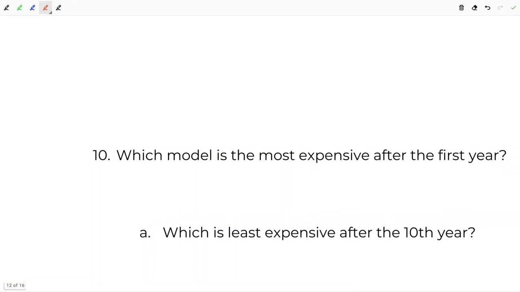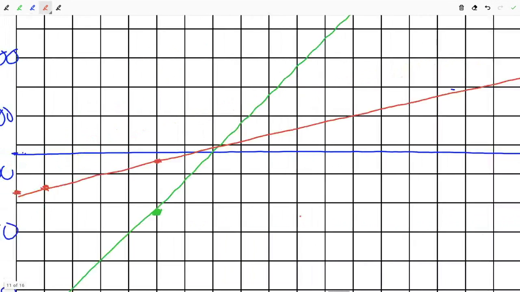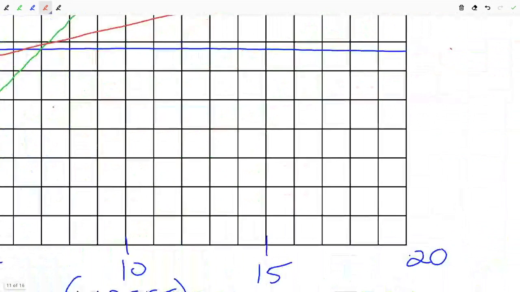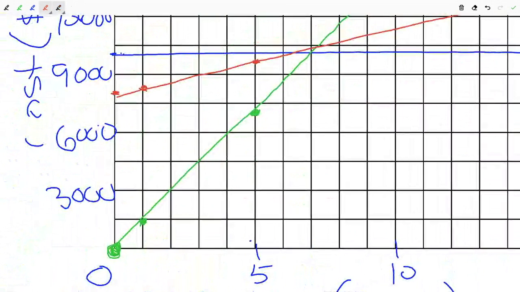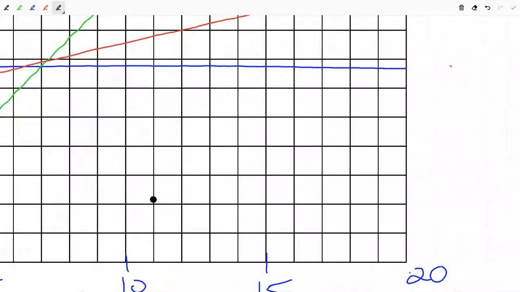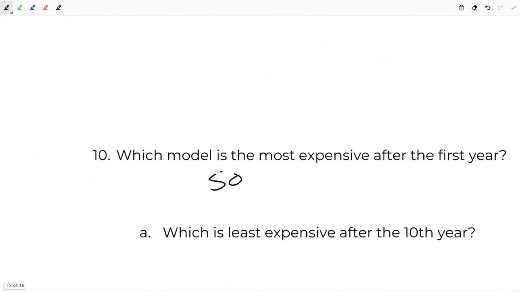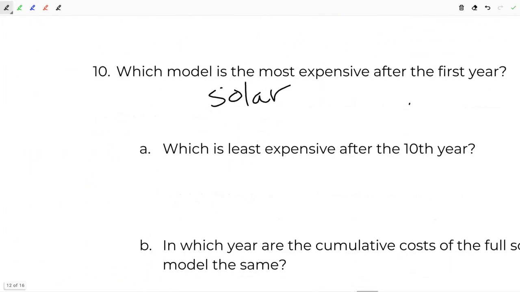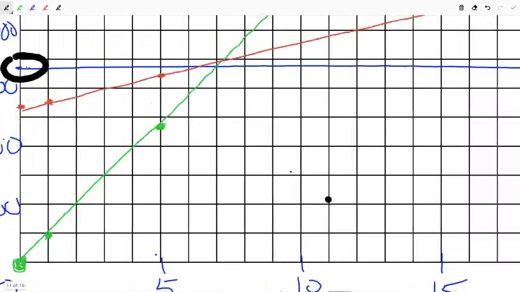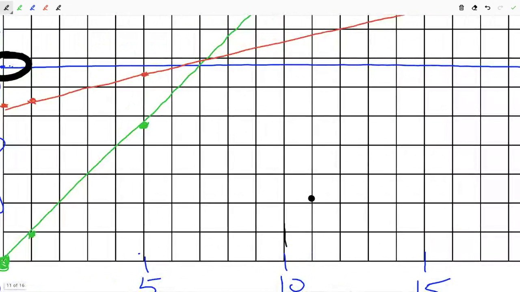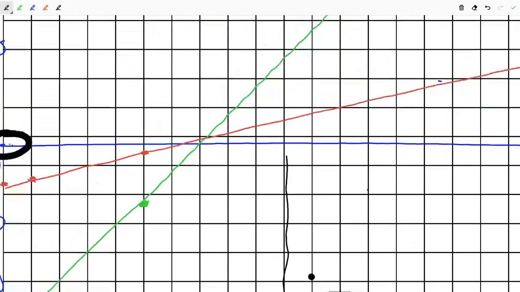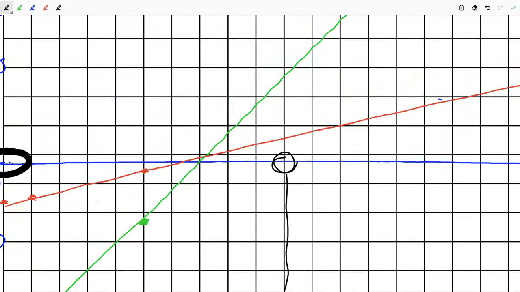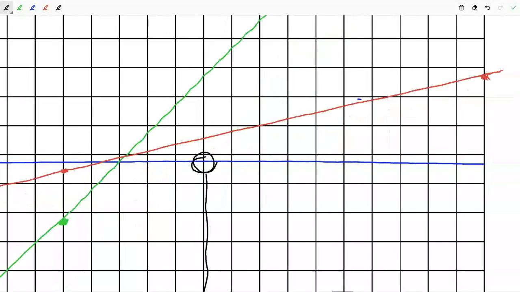Which model is the most expensive after the first year? We'll go back to our graph and look. In year 1, this is fairly apparent. Our blue line is the highest on the graph, and that is our solar model. Which is the least expensive after the 10th year? So we find line 10, we kind of go up, and our blue model is the least expensive after the 10th year.